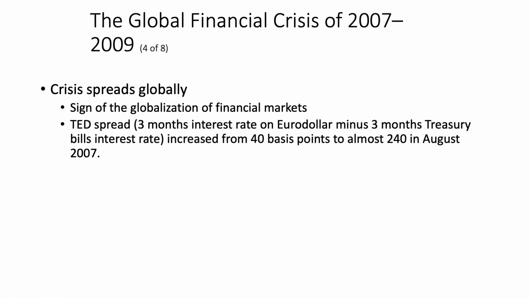This spread globally. And this, of course, was a sign of just how integrated we'd become as a global financial market, that a housing crisis in the United States could lead to a global financial collapse. TED spreads, 3-month interest rates on Eurodollar minus 3-month Treasury bill rates, increased 40 basis points to almost 240 basis points by August 2006.